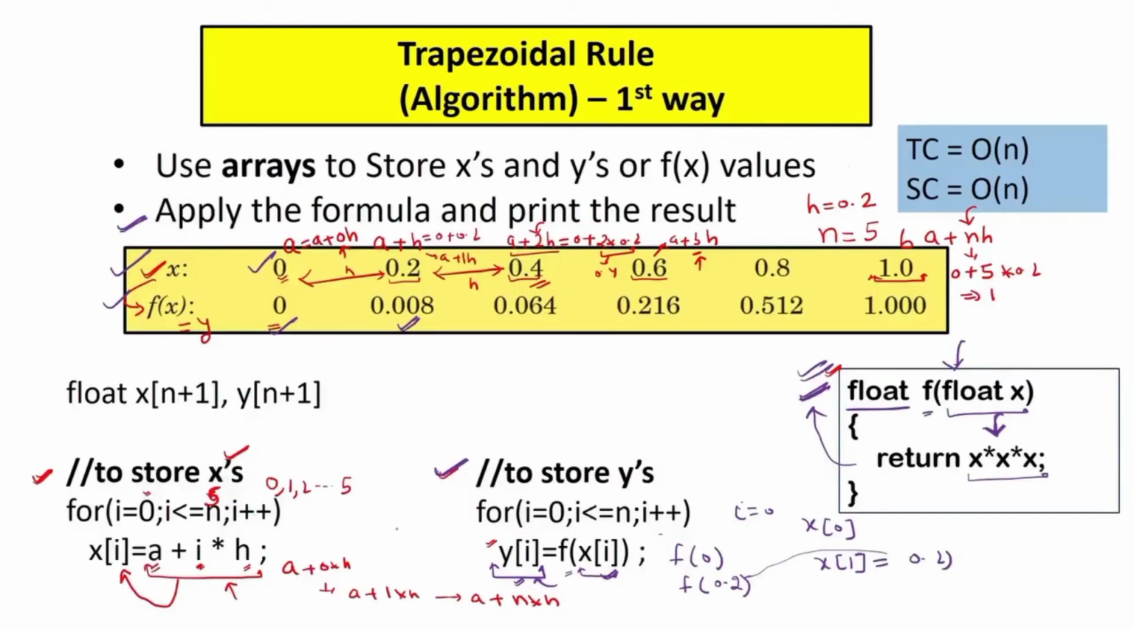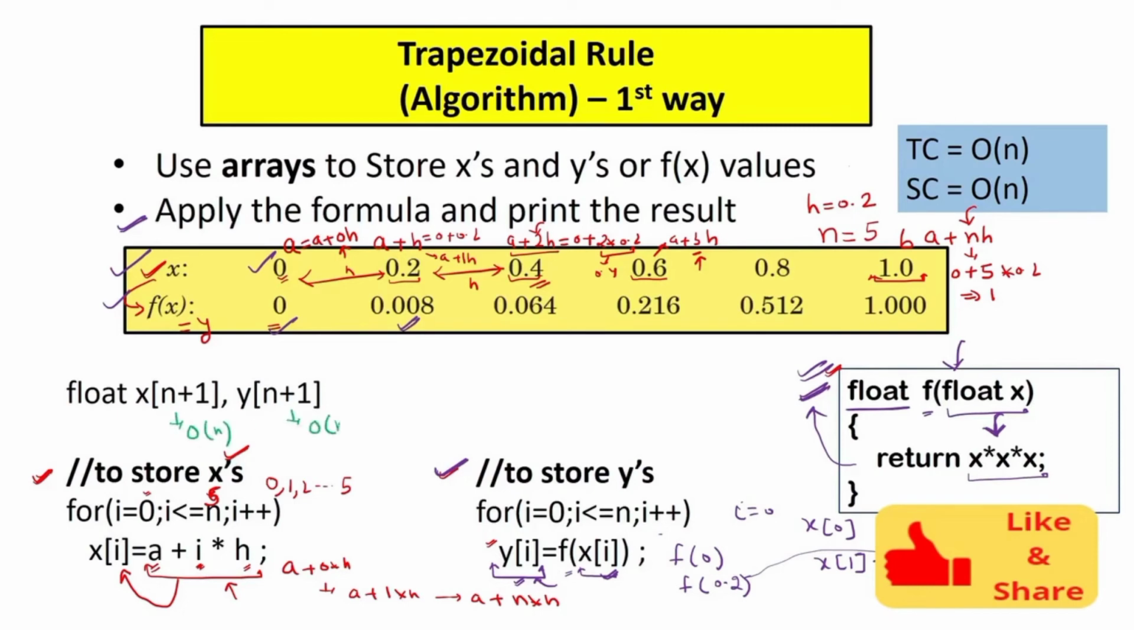Now if we talk about the space and time complexity of this code, then space complexity will be O of n. Why O of n? Because I am taking two extra arrays x and y. This is of order of n, this is of order of n. So two extra arrays I am using to store the values of x and y. So space complexity will be order of n, and the time complexity will be again order of n.